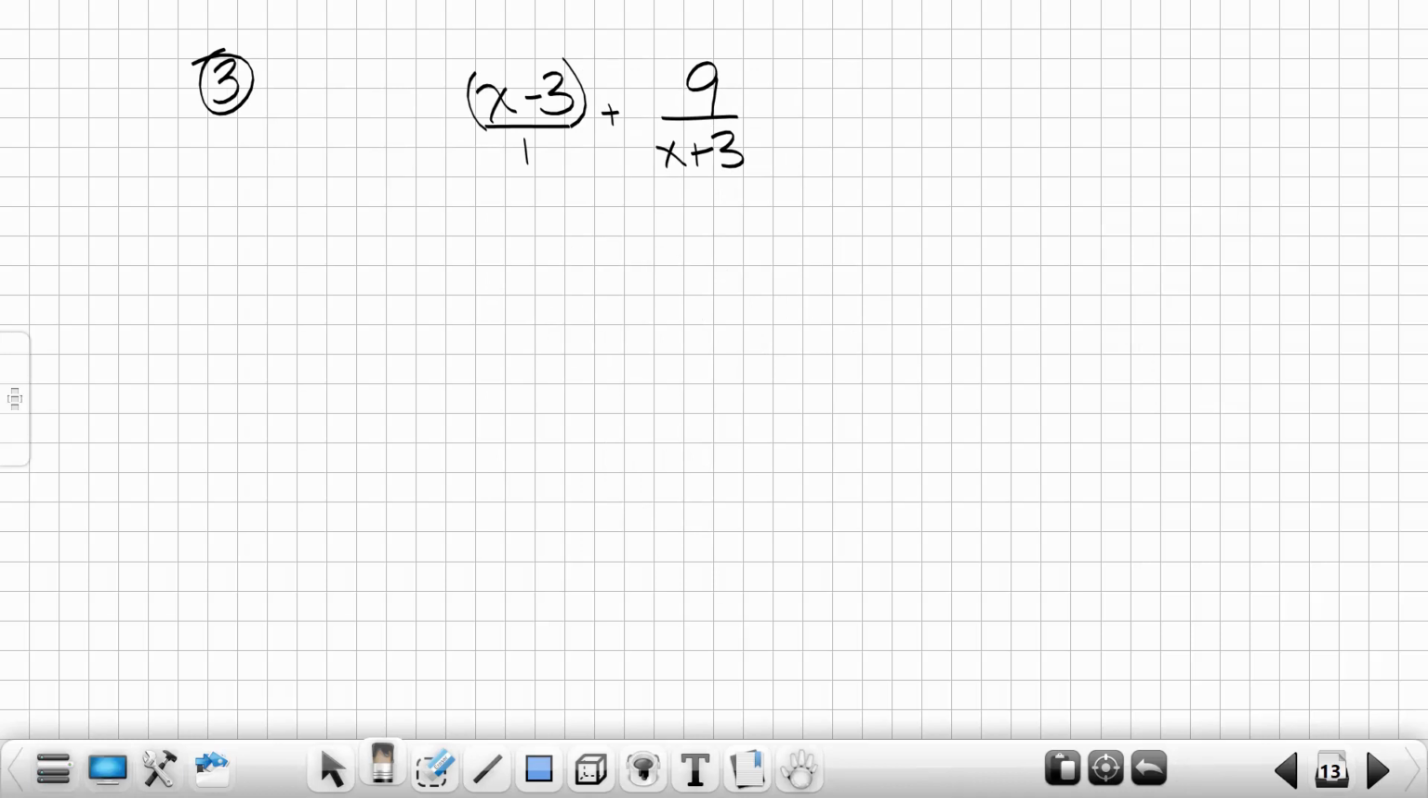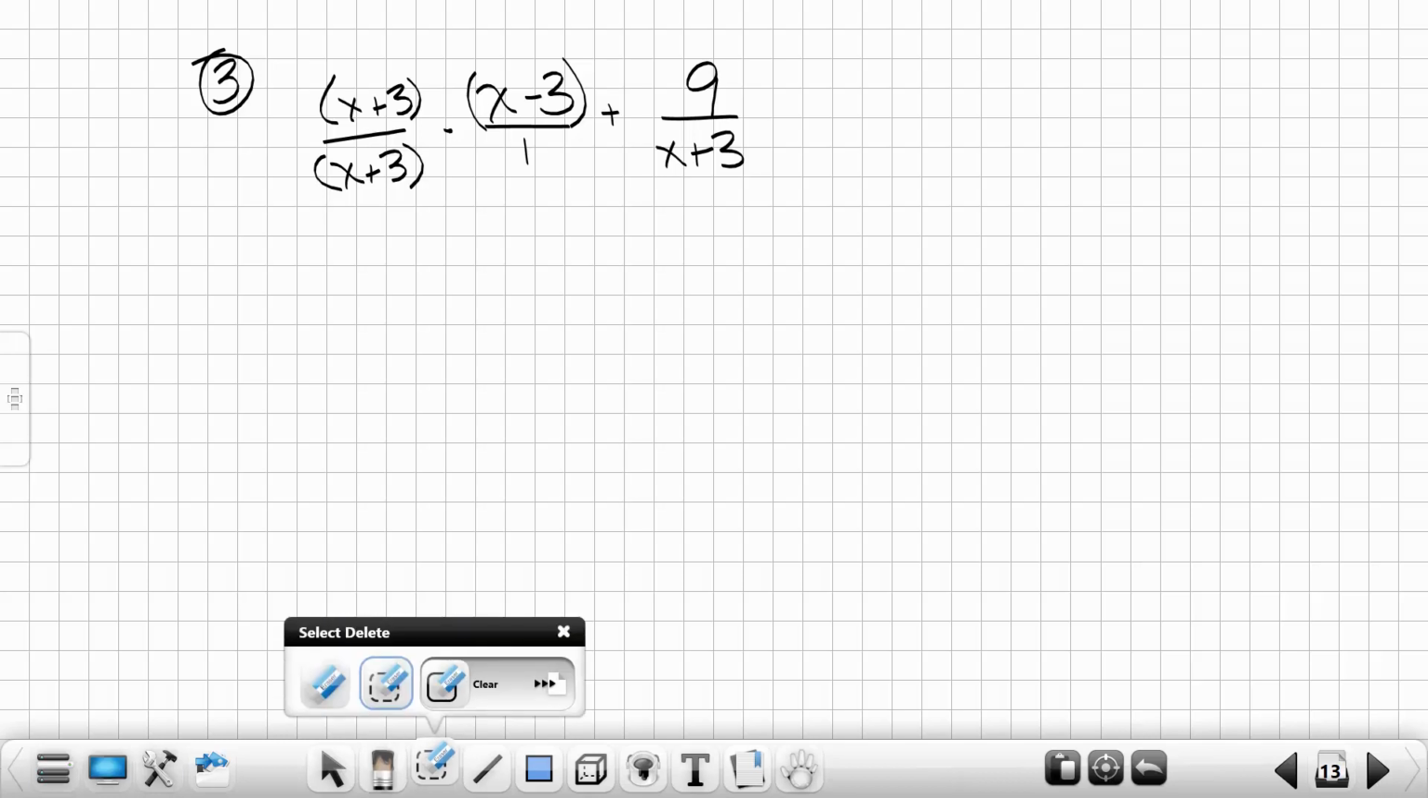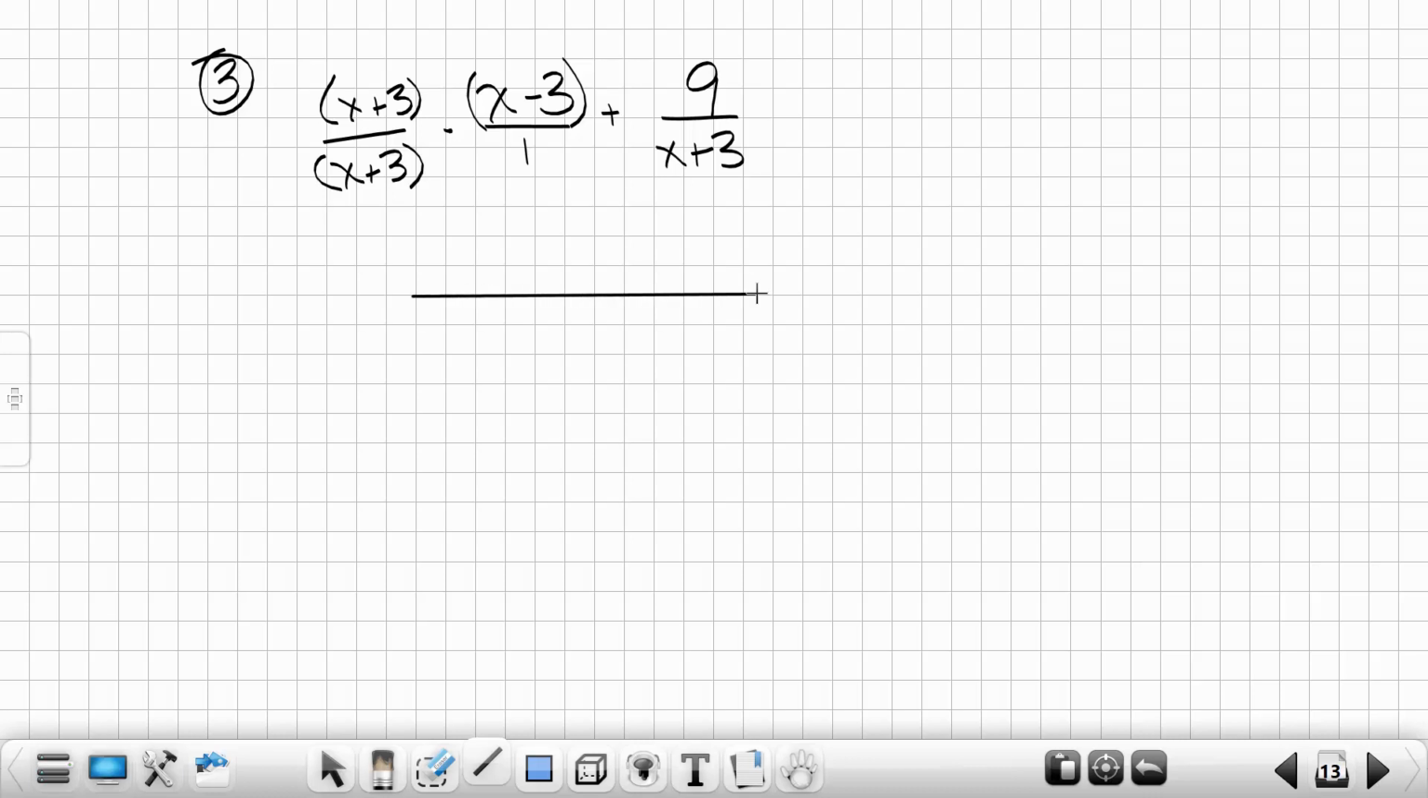All right, number 3. I'm adding 2 fractions. So what do I need? Common denominator. So what is my common denominator? X plus 3. So I'm going to have to multiply by x plus 3 over x plus 3. So now I have a common denominator, and that common denominator is x plus 3. And so my top is going to be x plus 3 times x minus 3 plus 9.